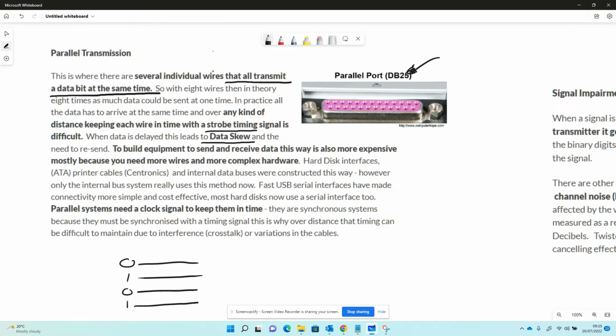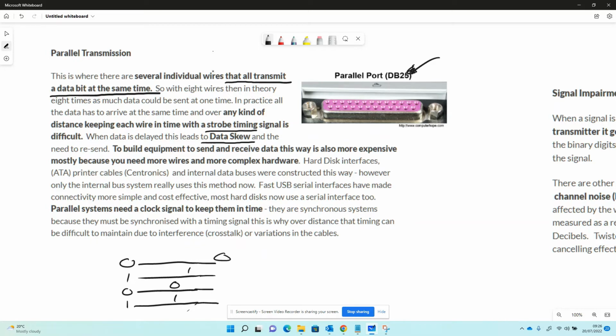So if one piece of data here arrives first, and then these other pieces of data are not quite there yet, we're going to get this idea of data skew, and it won't be able to be read correctly because we won't be able to sort out which order they're in. So data skew is a problem with parallel.